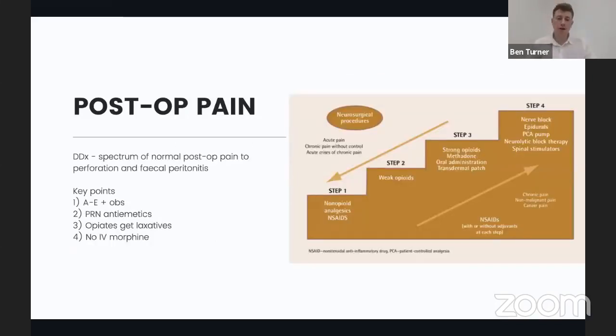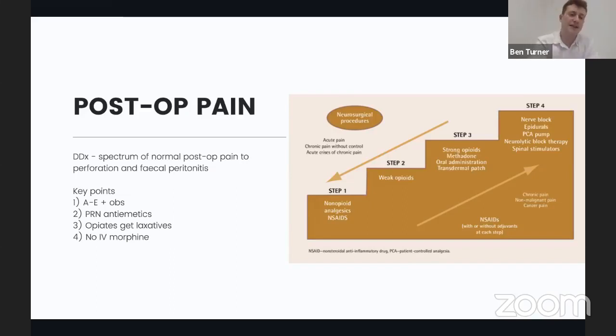Post-op pain: I'm sure everyone has seen the WHO analgesic ladder before, but it does form the basis of the management of pain on the wards as well. So your differentials are anything from normal post-op pain that we all expect patients to have, to perforation and florid fecal peritonitis. So when the nurse comes and gets you and says, this patient's in pain, please can you come and see them, it's important to take it seriously, because you'll get that 1 in 10 where they just look a bit peaky and you instinctively feel worried.